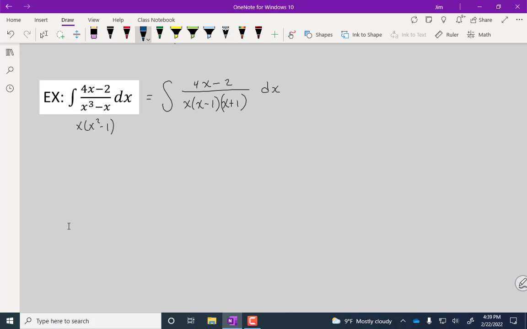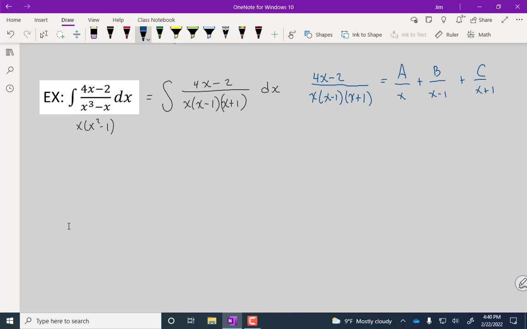Okay, so we're going to take the inside rational function and try to decompose this. How many partial fractions are we going to have? 3. We're going to have one for each factor. So we're going to have A over our first linear factor plus B over our second linear factor plus C over our third linear factor. So that is the decomposition step. We're going to decompose this rational function into 3 partial fractions.